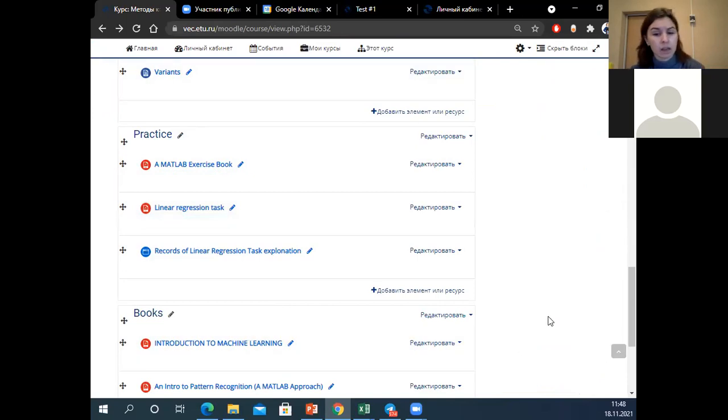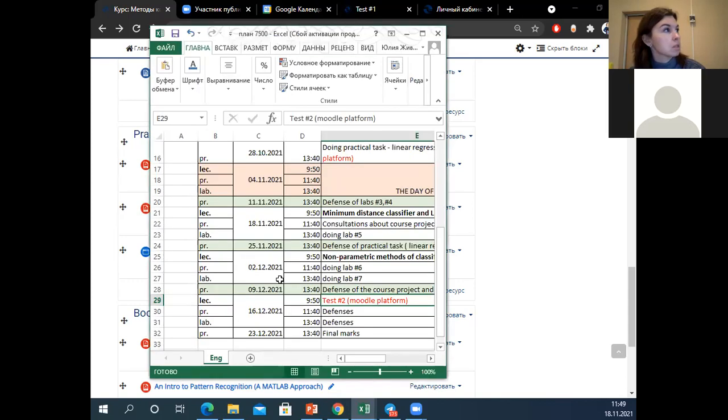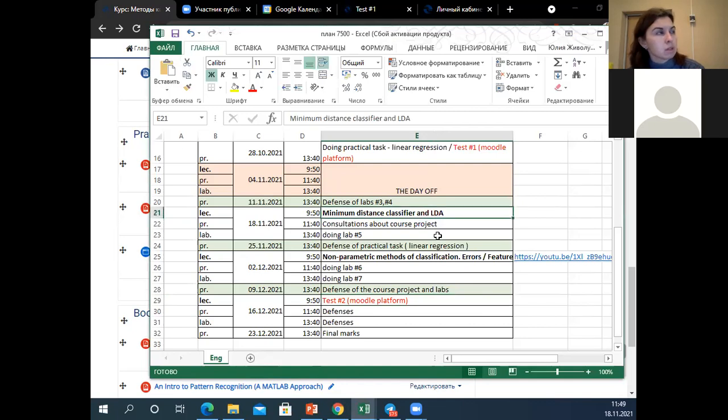Okay, and next, actually, we will have test number 2. It will be approximately on the 16th of December. It will be about classifiers using LDA and minimum distance. It will also be about non-parametric methods of classification, the perceptron algorithm, and also a little bit about linear regression. So it will be quite a difficult test maybe for you.